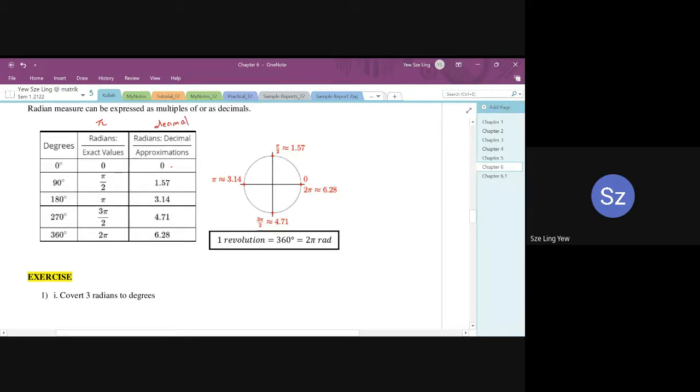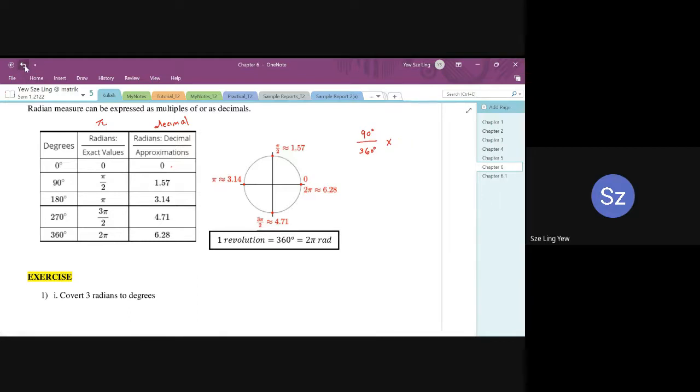So 90 degrees is pi over 2 radian. How do I know 90 degrees is pi over 2 radian? It's very simple. 90 degrees divided by 360 degrees, and then times 2 pi. Then you can get the radian for 90 degrees. So how to do this?